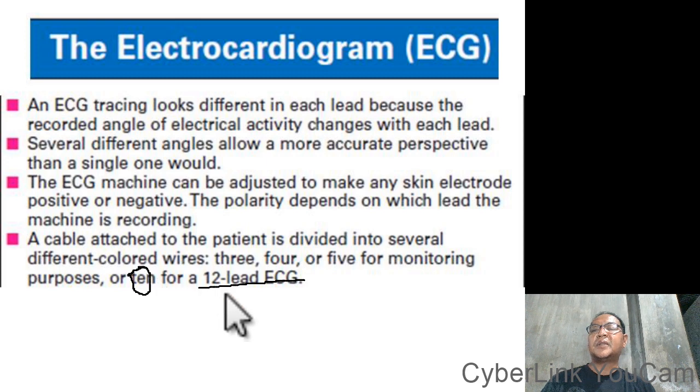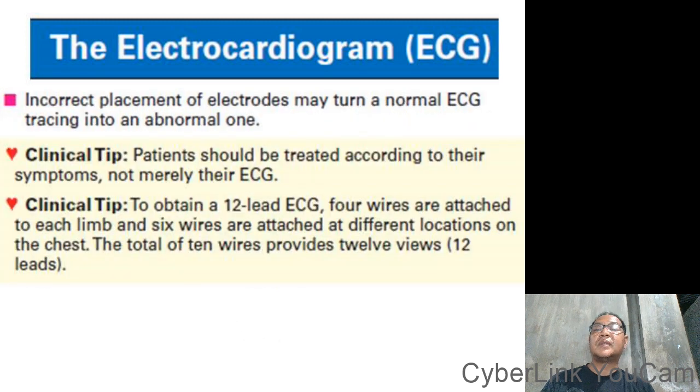So why is it called 12 leads when we have only 10 wires? Again, it's not about the wires, but about the angles. It's the angles of the heart that we are monitoring, not the number of wires that we are using. So in a 12-lead ECG, we are using 10 wires. Incorrect placement of the electrodes may turn a normal ECG tracing into an abnormal one. That's why it's very important for us to remember the placement of the electrodes.